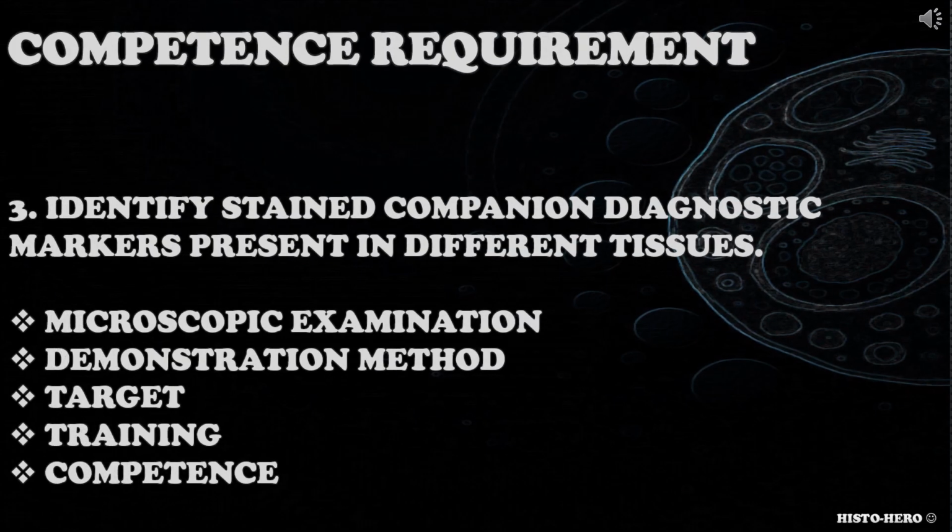The third competence requirement is identify stained companion diagnostic markers present in different tissues. Candidates should be able to identify companion diagnostic markers on a stained slide. Can the candidate identify those markers on a stained slide correctly? Do they use correct microscopic technique to identify them? Can they identify the demonstration method used to identify those markers?